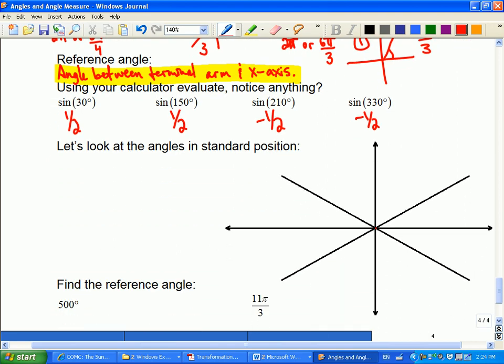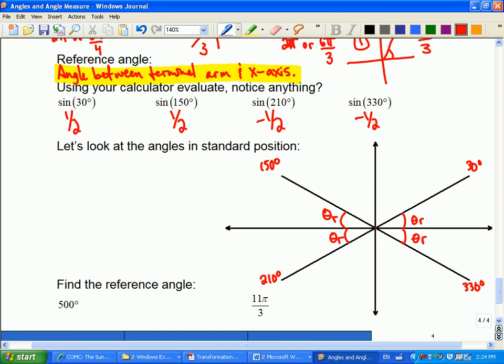So here's 30 degrees, 150 degrees, 210 degrees, and 330. Here is the angle between the terminal arm and the x-axis. So each of these is the reference angle. And the only thing that's going to change on us is whether it's positive or negative.